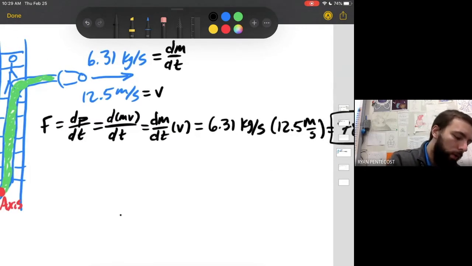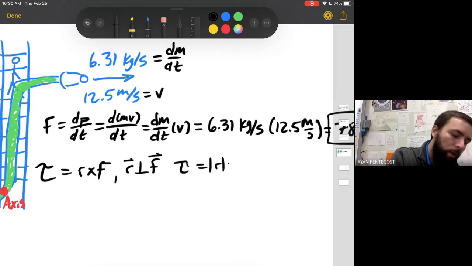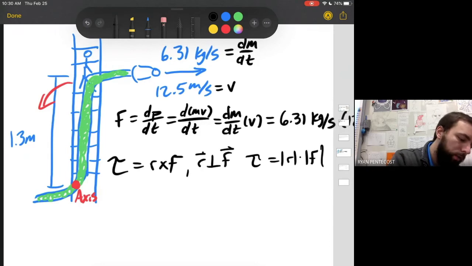Now, if you want to find torque, torque is r cross F. But if we know that r is perpendicular to F in vector terms, then torque can just equal r times F, absolute value. So if we look over here, this would be our radius. And our radius vector, I guess I shouldn't put that arrow. That's not technically correct, right?